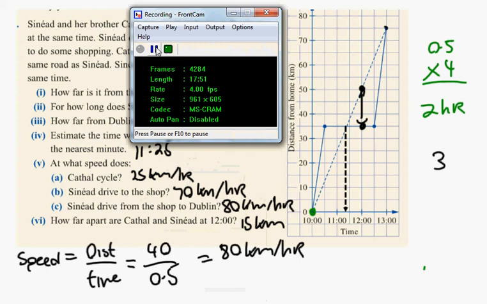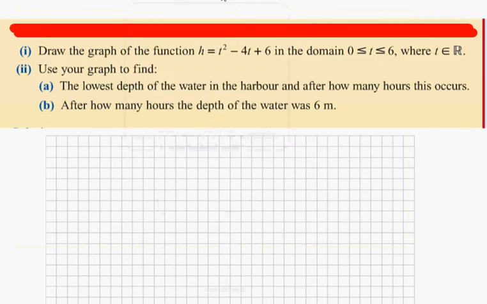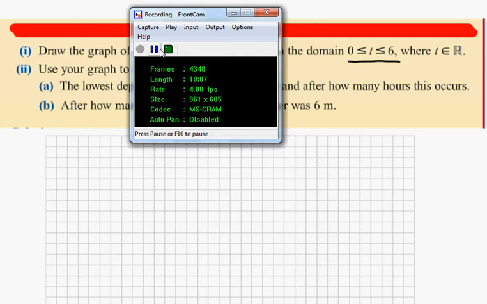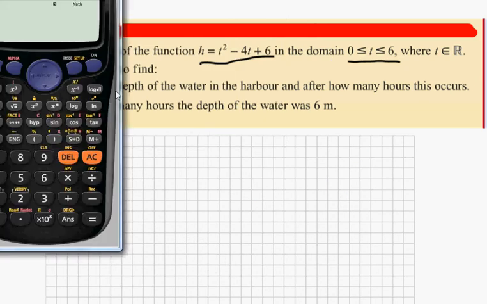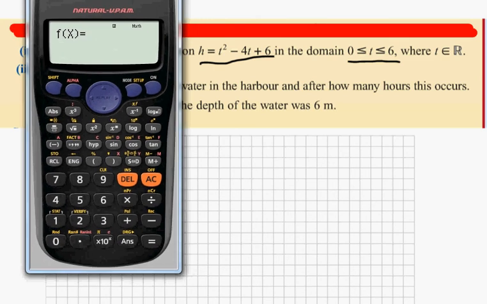But next question, guys. Okay, we have to draw a function, and this function represents the depth of water in a harbour, and we got to draw this function here using this domain here. So what we're gonna do, guys, is this. We're gonna get the calculator. We're gonna put it into table mode. Then what we're gonna do, Ryan?